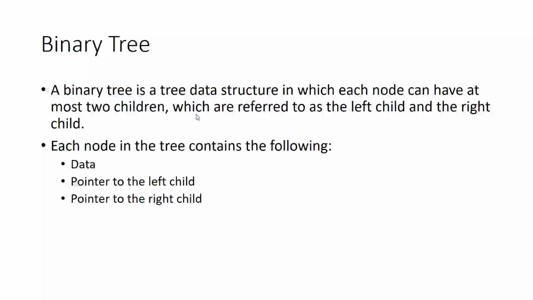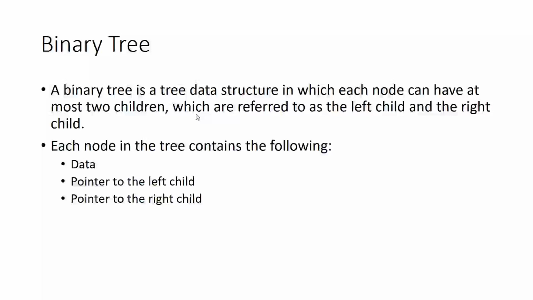In this video, we are going to learn about binary tree. So basically a binary tree is a tree data structure in which each node can have at most two child nodes. That is, a node can have zero, one or two child nodes. If it is having one child node, it can be either left or right, or in the case of two child nodes, one will be left and one will be right child.